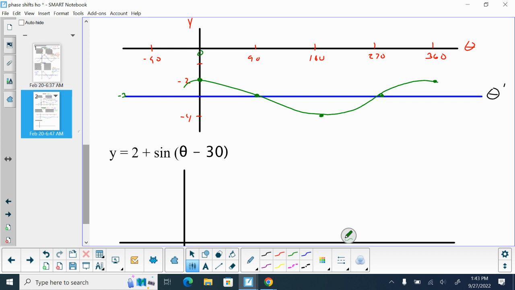Looking at the last one, I still have an amplitude, and the coefficient of b is equal to 1. So our amplitude is still going to be 1. Our period is still going to be 360. But we have a vertical phase shift and a horizontal phase shift. The vertical phase shift has a value of 2. The horizontal phase shift, the value being subtracted from theta, is 30 degrees, which means we're going to slide to the right 30 degrees.